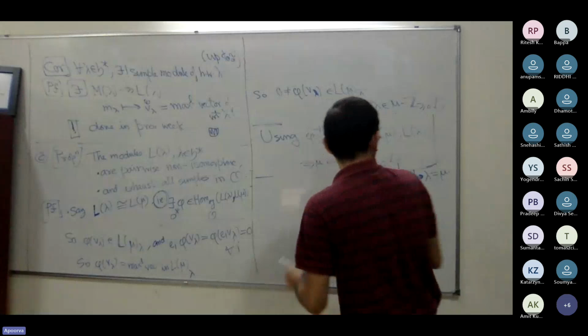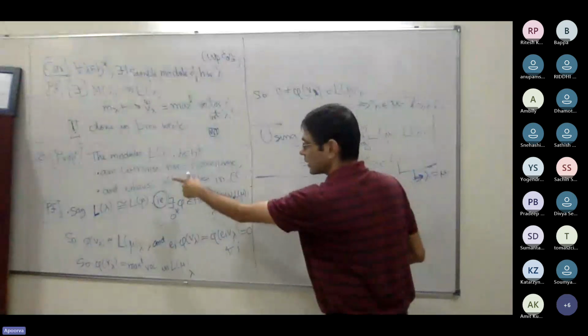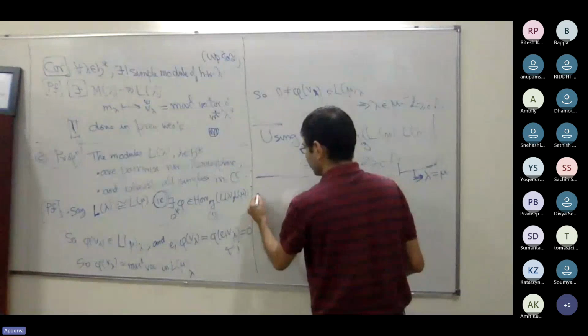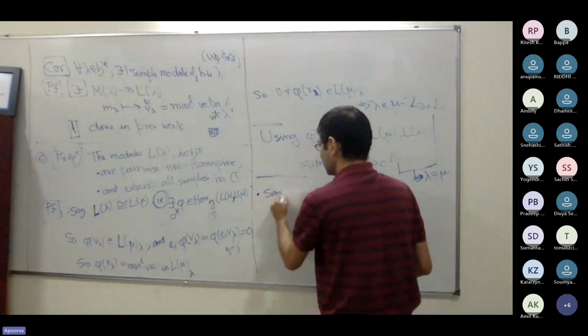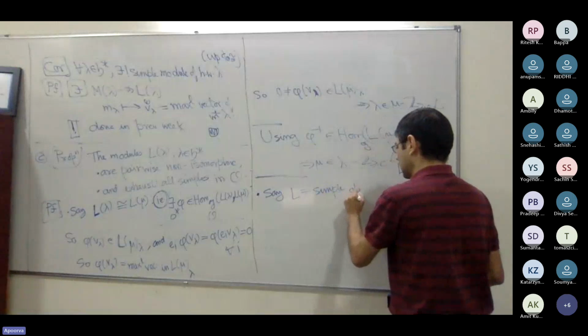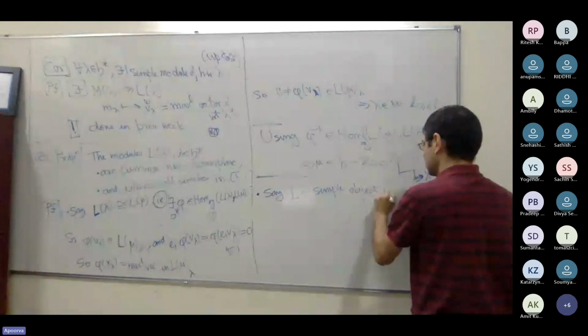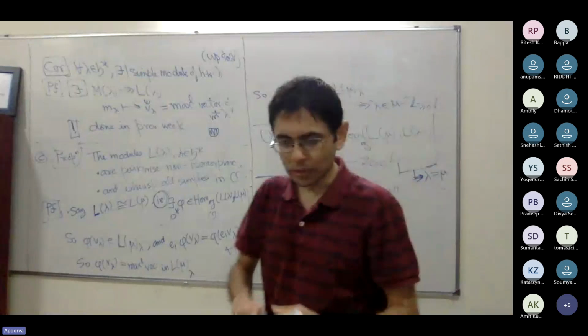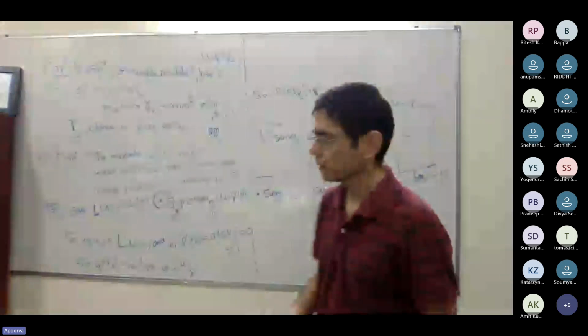Okay, fine. So that was one part. The more interesting part, of course, is this one, the exhaustion of simples. Say L equals a simple object in O. How do I prove that L is actually of the form L(lambda)?